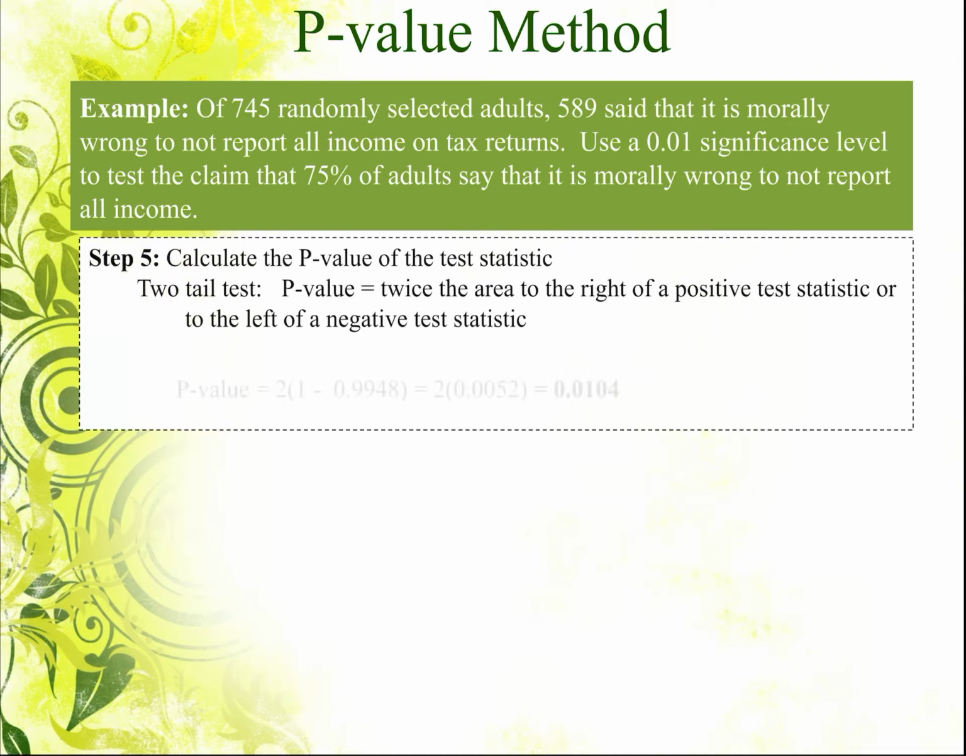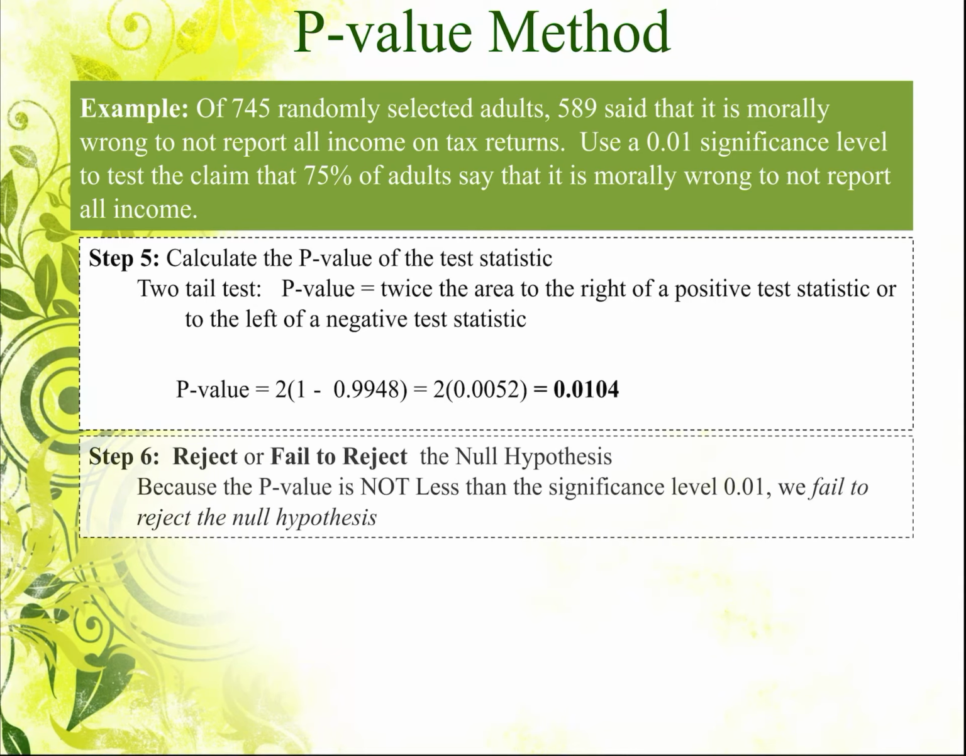Now we need to figure out the P value that corresponds to that test statistic. Since this is a two-tailed test and we got a positive test statistic, we'll find the area to the right of that. So the area to the right of our test statistic was 0.9941 minus 0.9948, which is 0.0052. And when we double that, we get 0.0104.